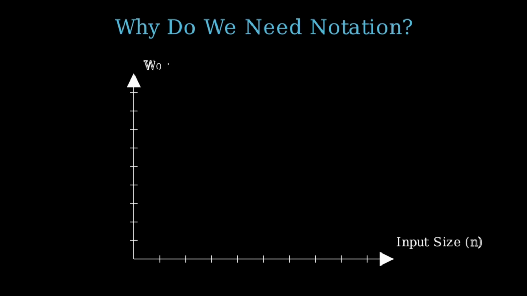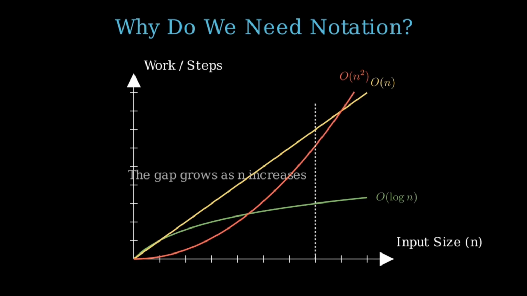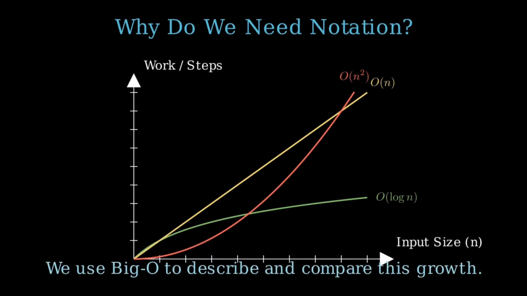You may wonder why notation exists. As problems become larger, different algorithms grow at different speeds. Some algorithms increase their work slowly as input grows. Others increase very rapidly. To compare algorithms meaningfully, we need a standard language to describe these growth patterns. This is where asymptotic notations like big O come into the picture.